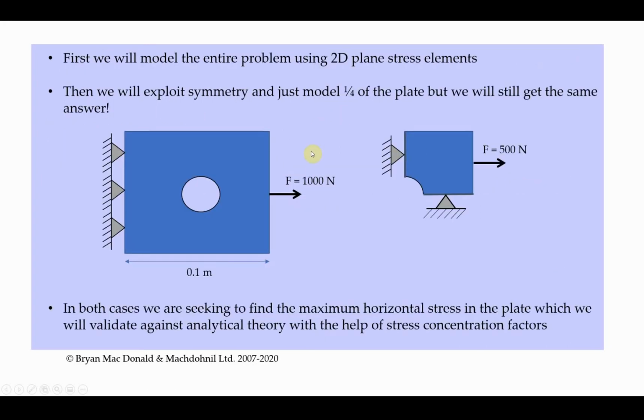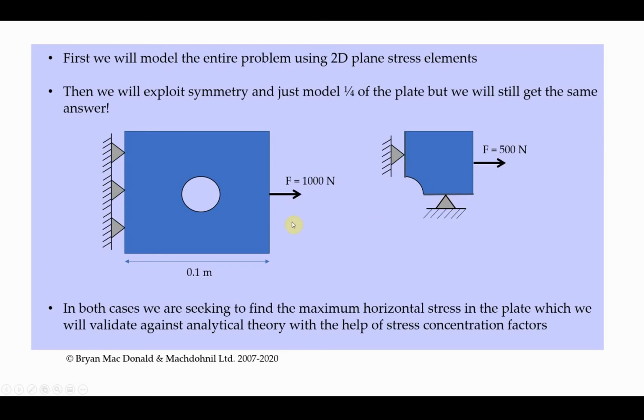So we're going to take two approaches here. We're going to do what I consider the wrong approach first, which is to model the full problem using 2D plane stress elements. So we're going to make a model that looks like this. It's going to be the entire plate. We're going to hold one side of it and put a load on the other. And then we're going to do what is the correct way to model this plate, which is to exploit symmetry and just model 1/4 of the plate. And we'll just show that we get the same answer.